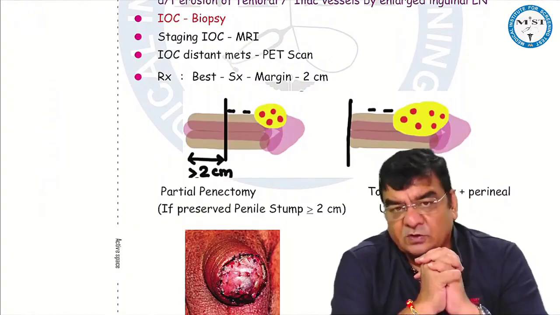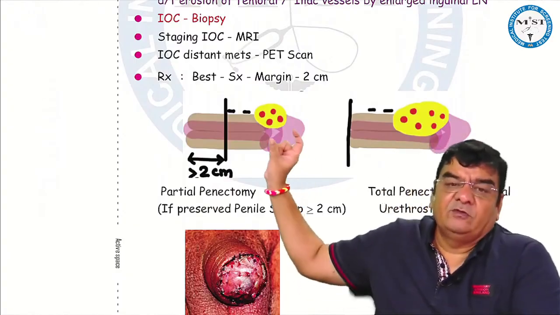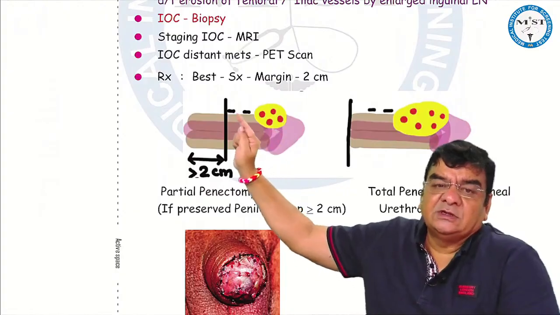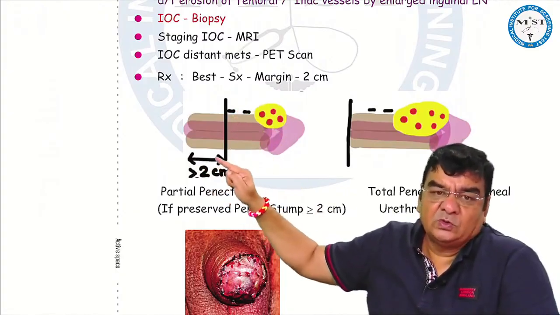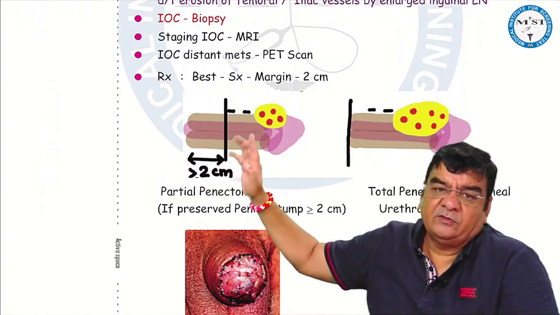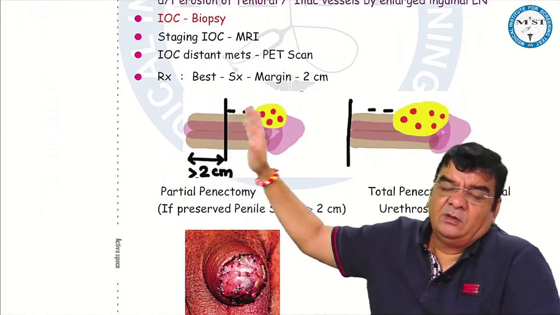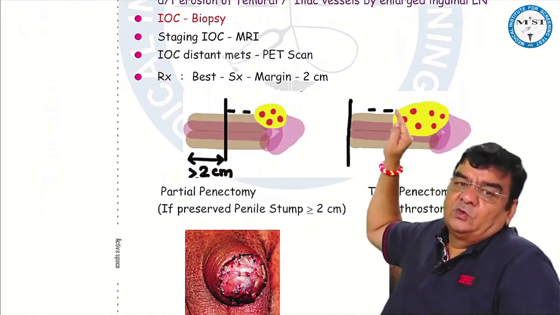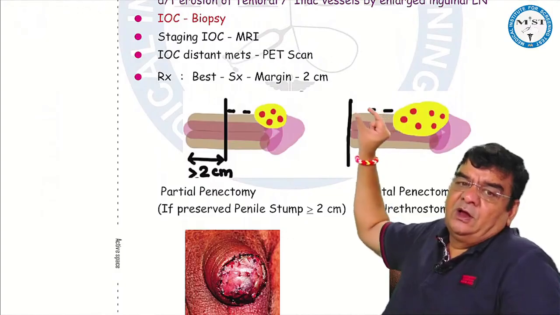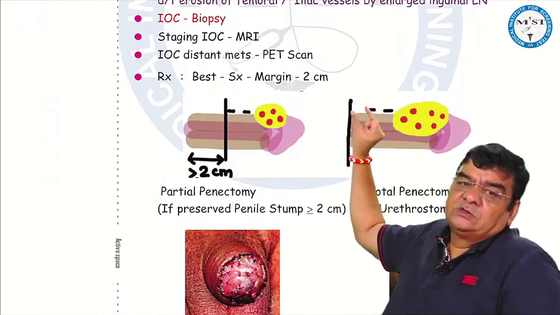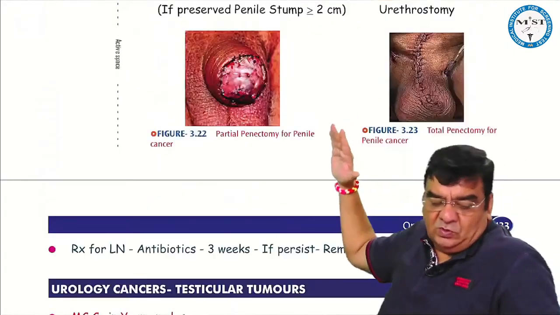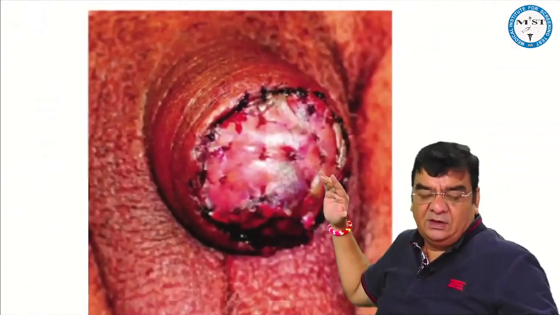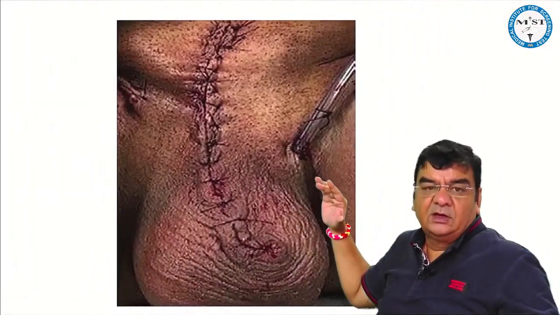And the treatment of choice will be surgery. If we can take a 2 centimeter margin around the tumor and can preserve 2 or more than 2 centimeters of penile stump, then we do a partial penectomy. But if we take a 2 centimeter margin around the tumor, and if we cannot preserve even 2 centimeters of penile stump, then we do a total penectomy. So this is partial penectomy, this is total penectomy.